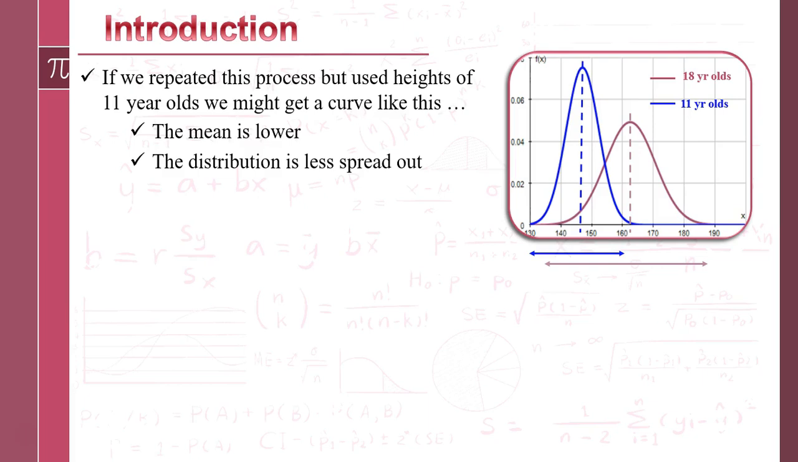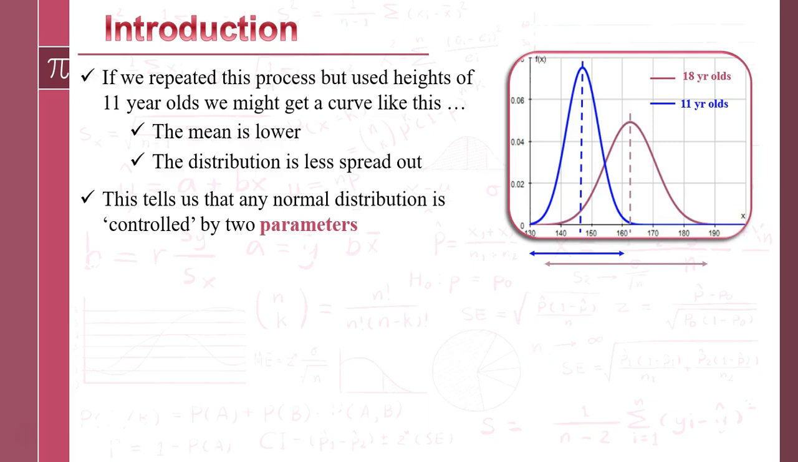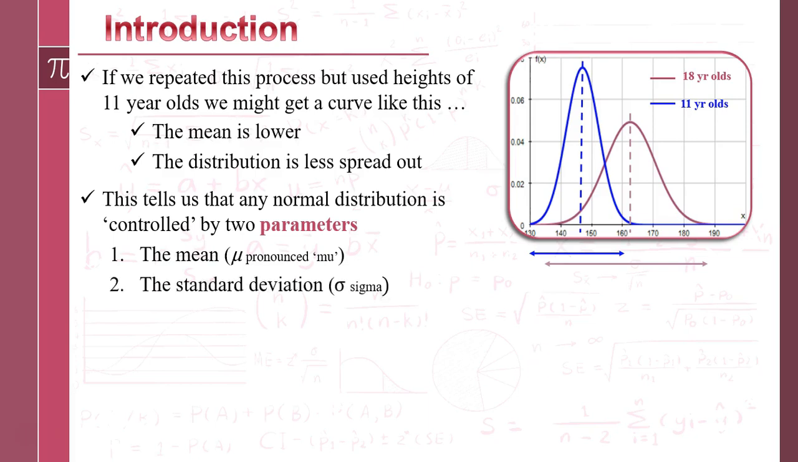So what we've got essentially is the same shape of curve, but we've got two distinct differences. We've got the mean in a different place, and we've got a different level of spread. And so what it's telling us is that we're controlling the normal distribution by two parameters, two values. The first of these is the mean, and for the normal we use the letter mu to indicate the mean, and the second one is the standard deviation. So those two things are going to essentially determine where our normal distribution curve is going to be for any given set of data.